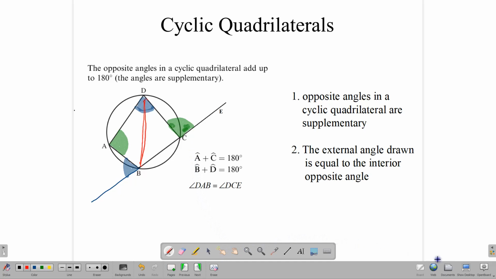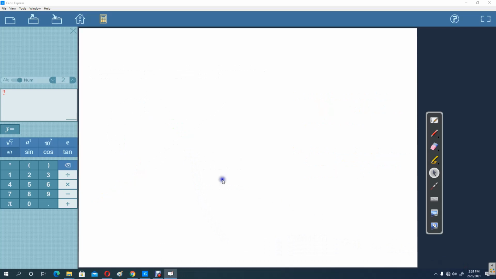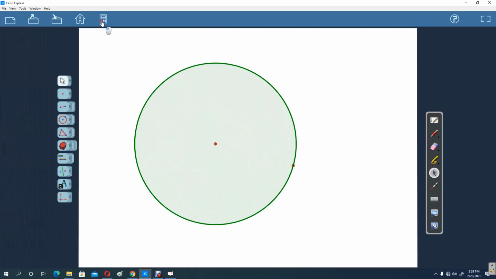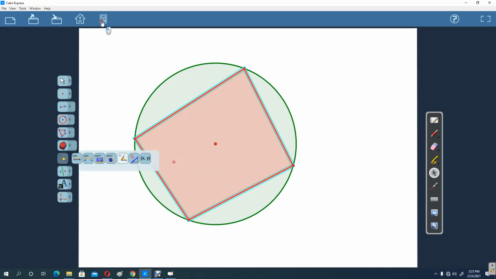Now let's demonstrate that and see how it works on the actual diagram. So here we're going to draw a circle, and let's put a quadrilateral inside of that circle. Any random quadrilateral will do. Here we go. And so we have our four sides. And now when we add these two angles, we should get 180 degrees. So let's go ahead and measure those two angles to see if it works.